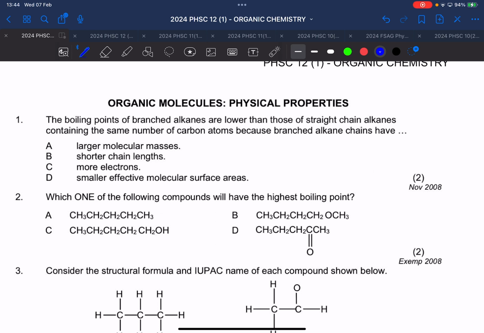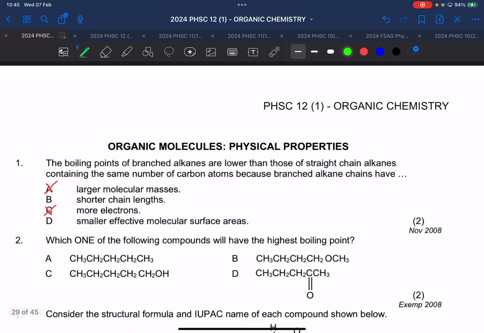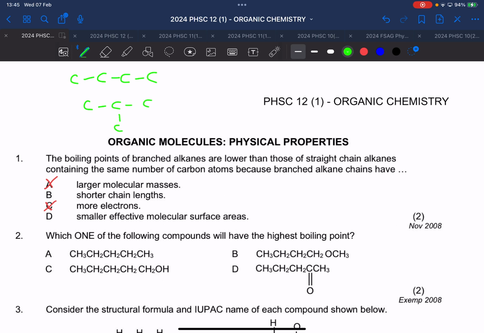It says there, the boiling points of branched alkanes are lower than those of straight chain alkanes containing the same number of carbon atoms because branched alkanes have larger molecular masses. No, because that would be an unfair comparison. Shorter chain lengths. More electrons? No. Smaller effective molecular surface area. Ma'am, we wanted to say shorter chain lengths. That's why we do not mention chain lengths, because if you compare this one with this one, then technically they have the same number of carbons. So people argue they have the same chain lengths. When you say shorter chain length, are you referring to the whole one or just the parent chain? That's why we don't mention chain lengths, because it's confusing. We spoke about effective molecular surface areas.